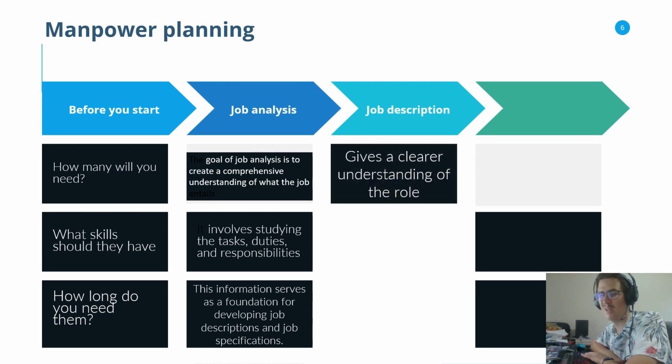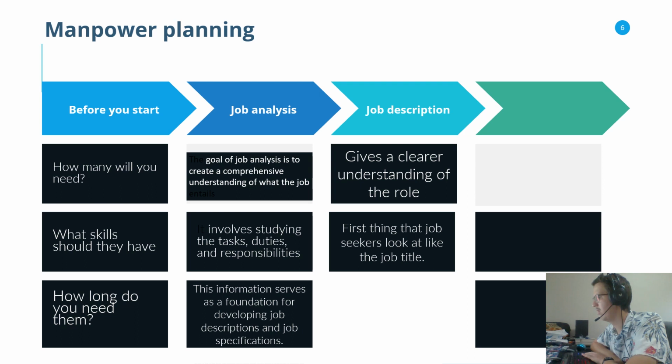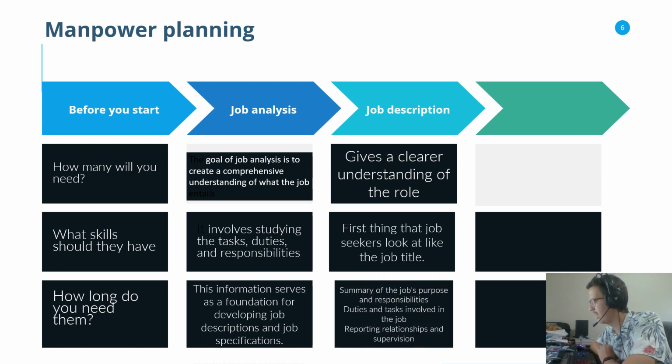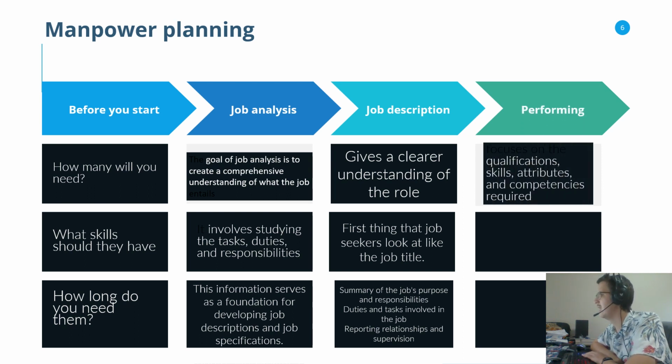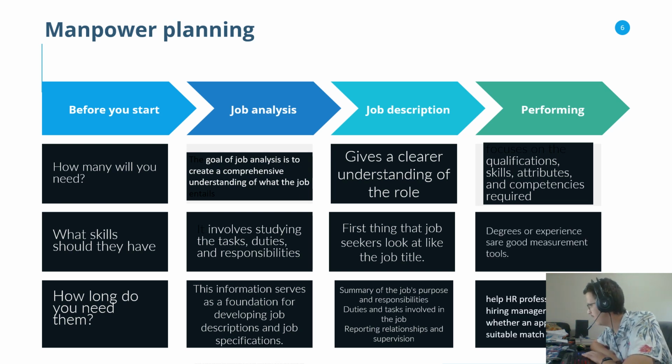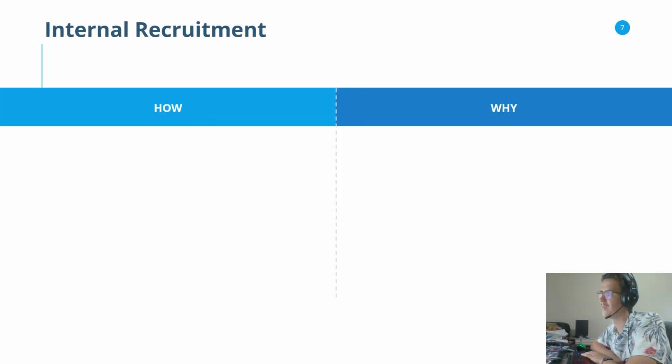So a job description is a much clearer understanding of a role. And it's the first thing you look at, and it's a summary of your purpose, your responsibilities, your duties, and the reporting relationships. Okay, and then your final one is your specifications. That's your qualifications, your skills, your competencies. And it helps HR to distinguish and to shortlist the best candidates possible.